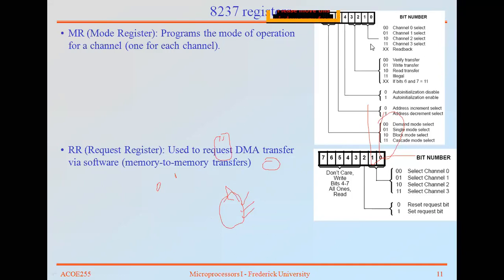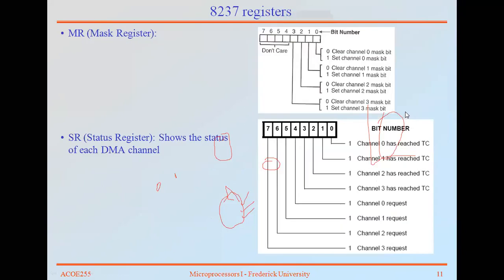Similarly, bits 2 and 3: 00 is to verify whether data is transferred or not. If it is 01, write transfer. If it is 10, that is the read transfer. 11 is an illegal condition, and this condition is not used here.